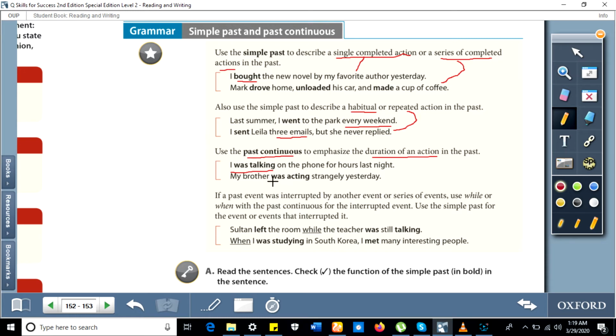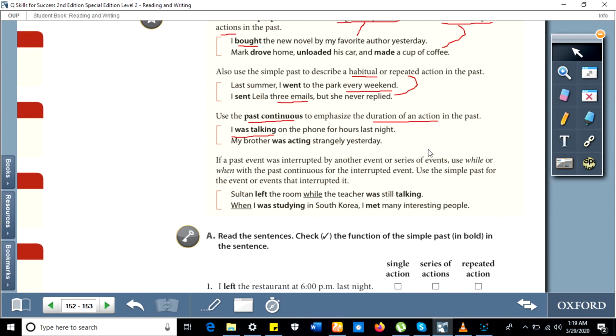Same here, my brother was. Why? Because it's a singular noun here, brother, right? So my brother was acting, so we're using was because we have a singular noun. That's why. And after that, act, it's a verb, base form of the verb with ing. So this is actually how you make the past continuous also.